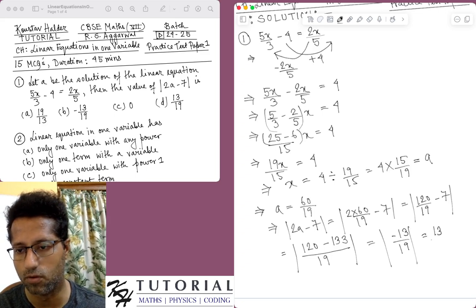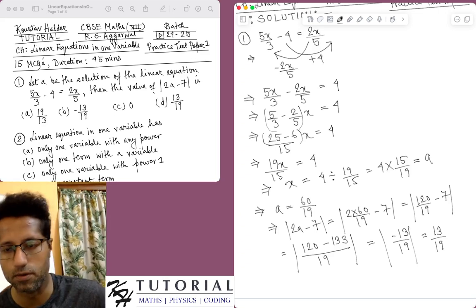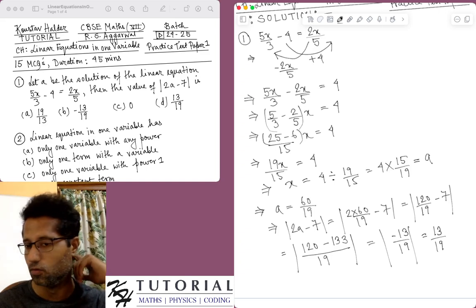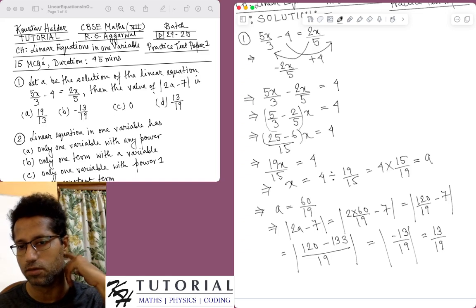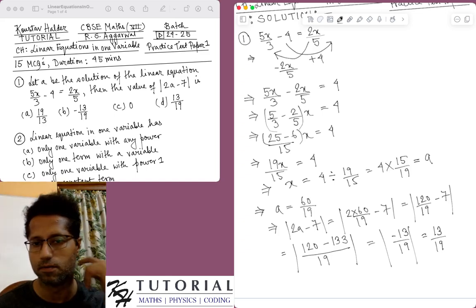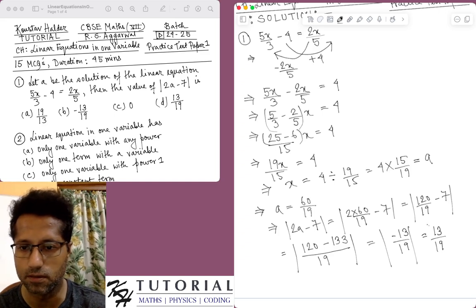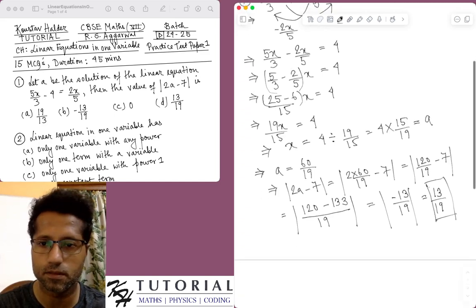We know that the mod operator gives the numerical value of a number. So mod of minus 4 is 4. Mod of any negative value becomes positive, and a positive value remains positive. That is the purpose of the mod operator. It gives the numerical value of any number. So the answer is that the expression mod of 2A minus 7 comes out to be 13 by 19.